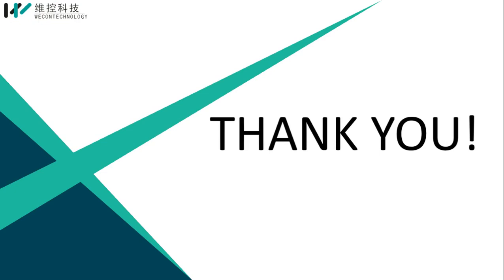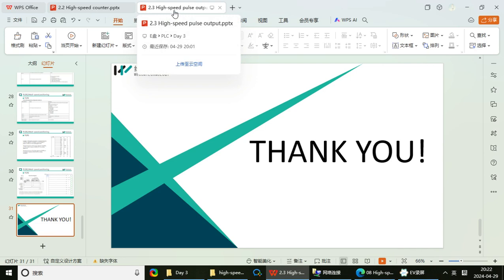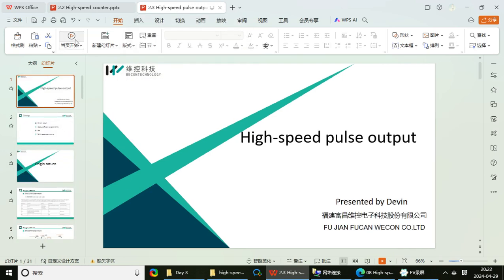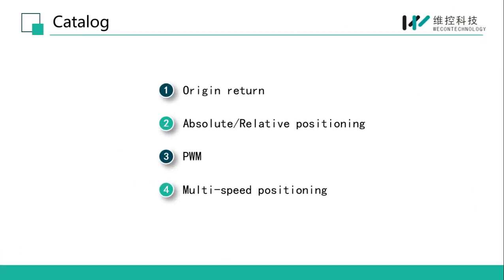Okay, that's the first part of today's training. Now let's move on to the high-speed output part. For the high-speed output instructions, the first part we will introduce is the original return, the second is absolute and relative positioning, the third is the PWM instruction, and the last one is multi-speed positioning.